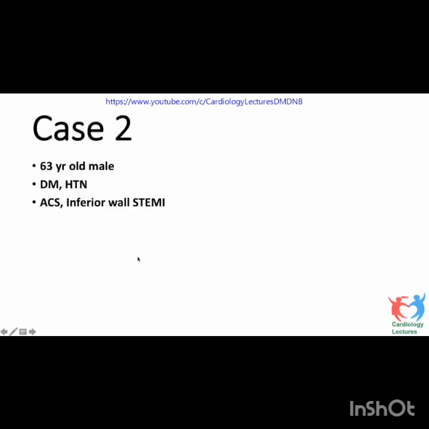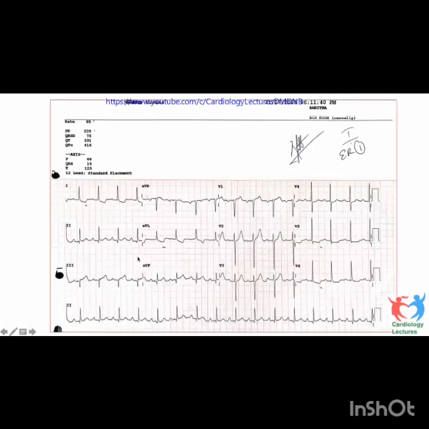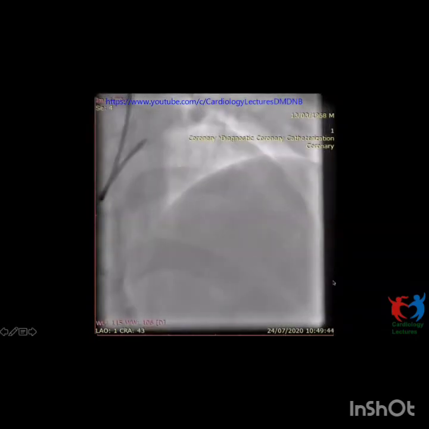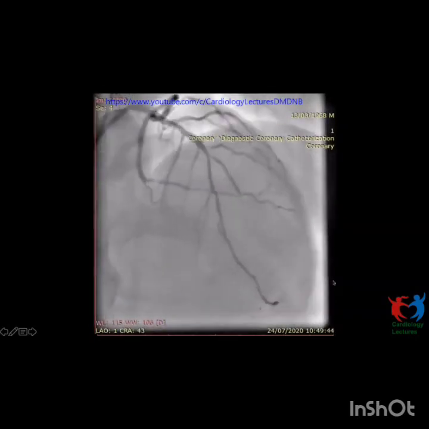Moving on to case 2, a 63-year-old male, a diabetic hypertensive, acute inferior wall ST elevation again. This is the ECG. There was a little prolonged PR interval, 230 milliseconds. As you can see here, there is some ST elevation in the inferior leads, some ST depression in lead 1, AVL and V6. And the left system had some disease, but smaller vessels with reasonable flow, which was not the problem in this patient.